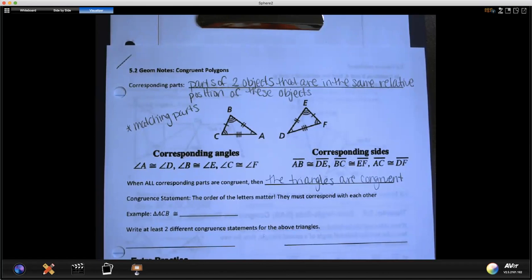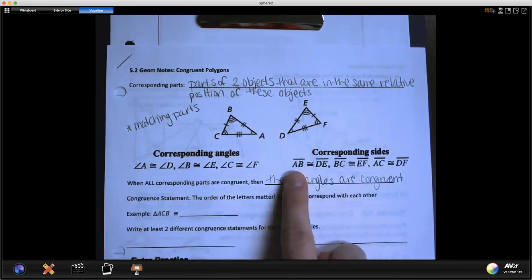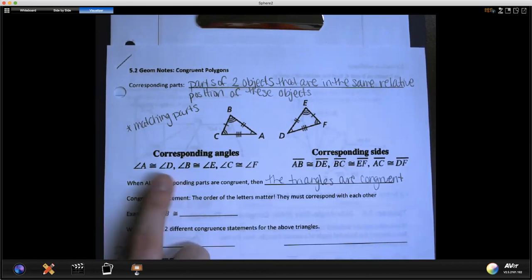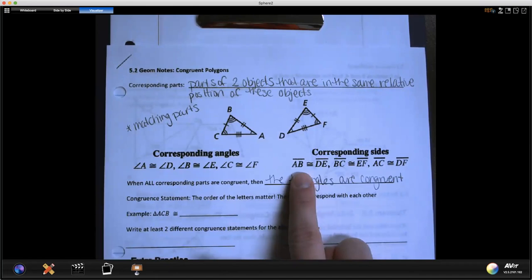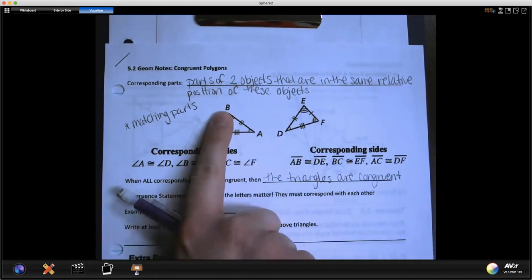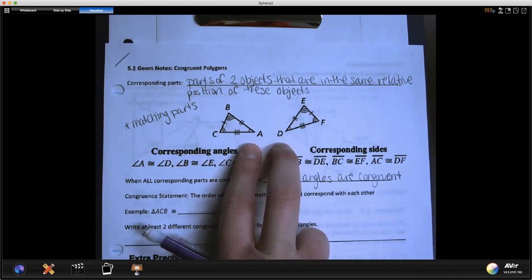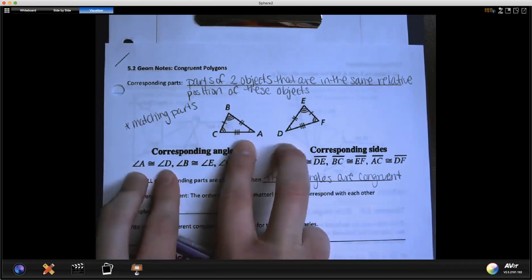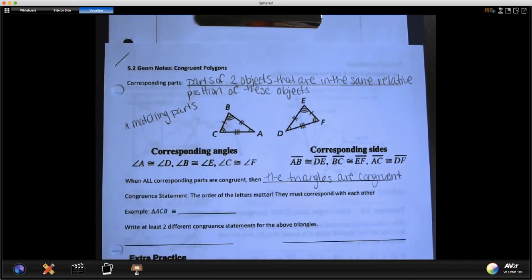So we talked about matching parts, making sure that your letters are corresponding. This is most significant when you're talking about side lengths, okay? Because with side lengths, it's not just a single letter, you have to have at least two letters. So for example, on the corresponding sides, we have AB and DE. You'll see that they started with the matching parts. So A and D are congruent, and they go to B and E. So you want to make sure things are in order, okay?